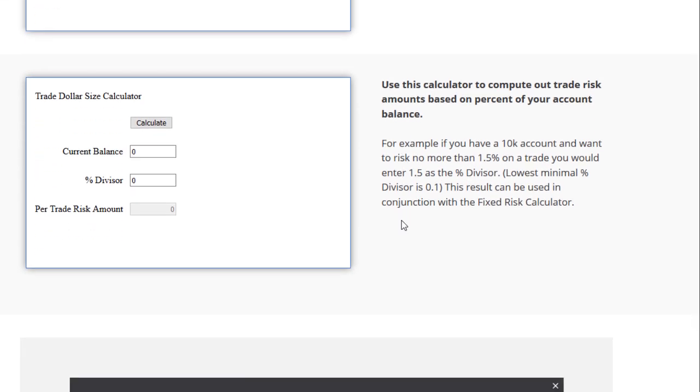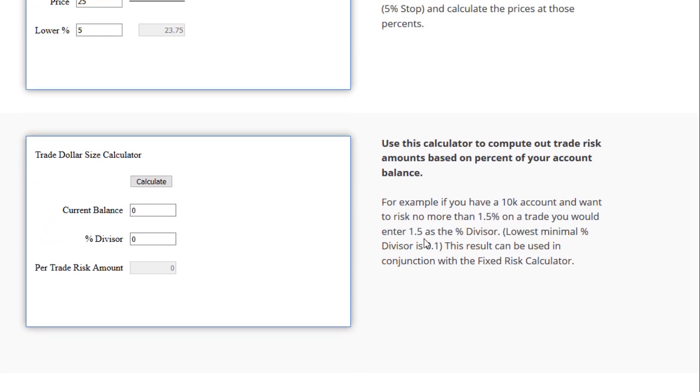The one that's probably the most, I wouldn't say the most useful, but this is all about risk management: the trade dollar size calculator. Say you've got a $15,000 account, and everybody knows you're supposed to figure out a fixed amount that you would risk out of your total portfolio, like the old turtle traders thing.